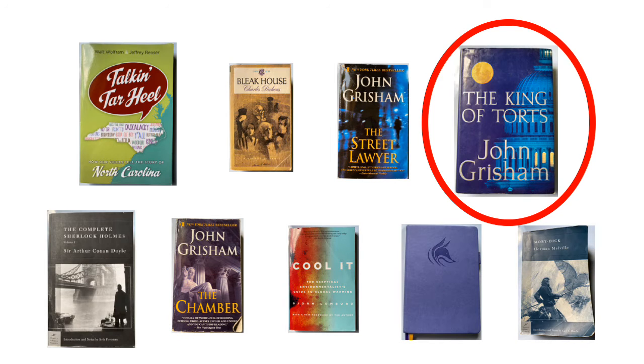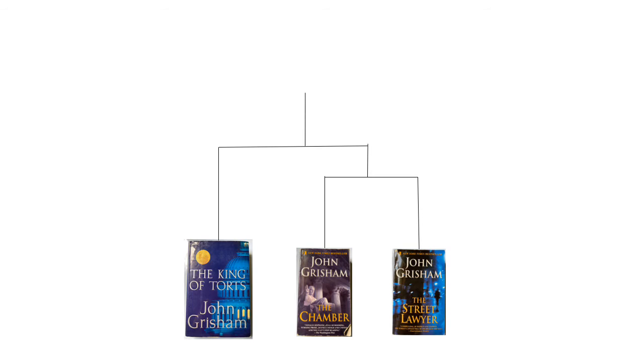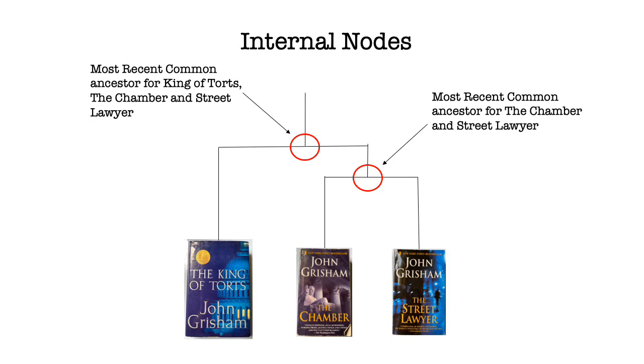Now, I also have another book by this author, but it is hardback and it is quite a bit larger, so this is going to get its own branch. But it's still pretty closely related because it has the same author and genre. Now, these spots on the tree are examples of an internal node, and they represent the most recent common ancestor for these books. The most recent common ancestor is the last shared species in the evolutionary line that two or more species arose from. Let's keep going.